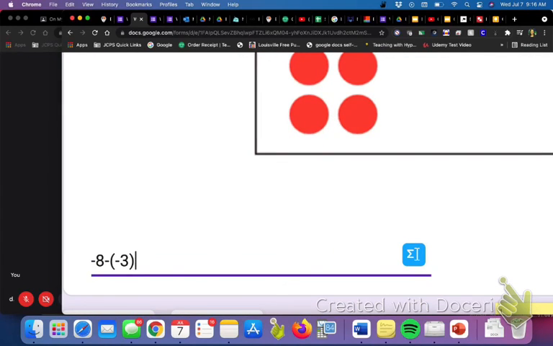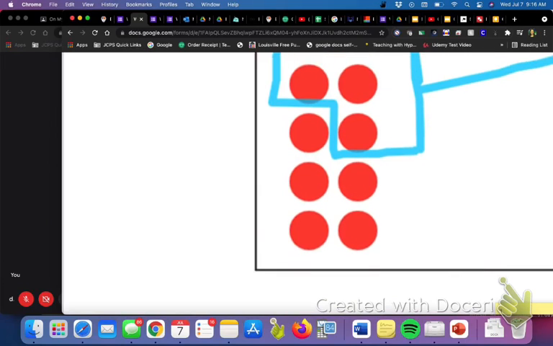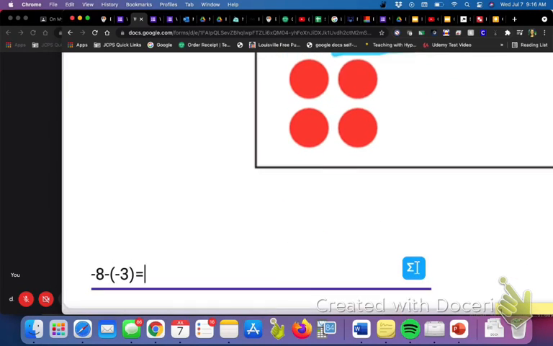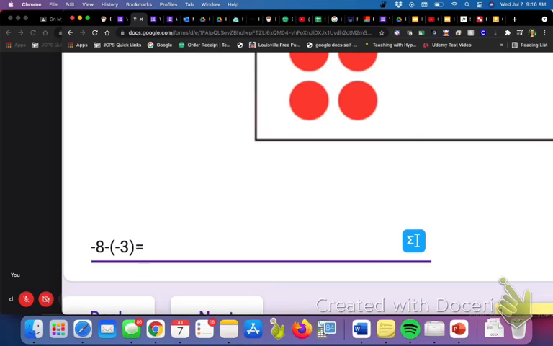So -8 minus -3. And then what's left over after we take away those 3 negatives, we've got 1, 2, 3, 4, 5, and those are 5 negatives. So -8, taking away 3 of those negatives, is going to leave us with -5.